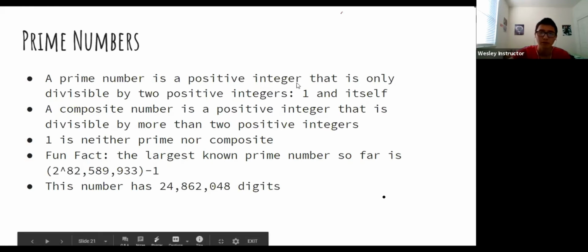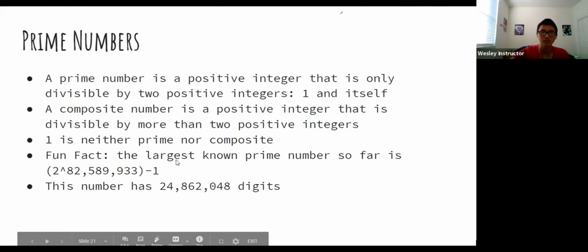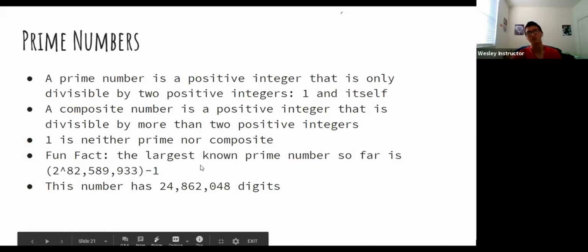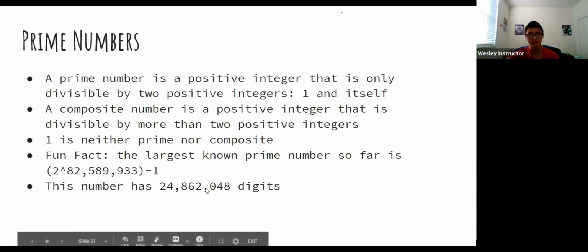So just remember, prime numbers are only divisible by itself and 1. And here's a fun fact. The largest known prime number so far is 2 to the 82,589,933rd power minus 1. And this number has 24,862,048 digits.